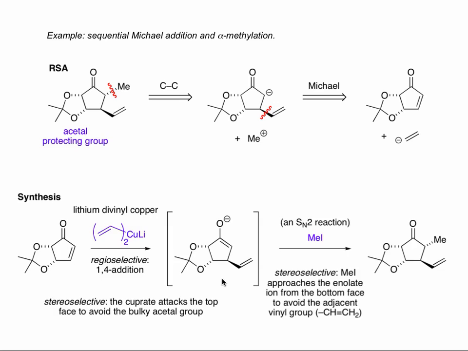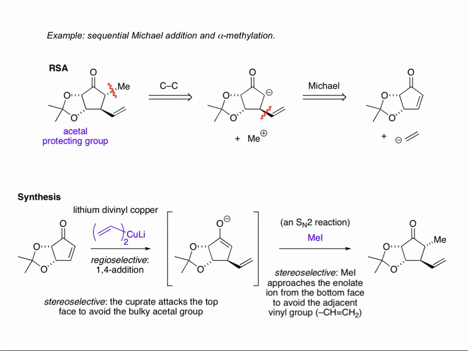We form this intermediate enolate ion, which in a subsequent reaction with iodomethane introduces the methyl group at the 2 position. If we look at the stereo selectivity, you'll notice that the vinyl group goes into the top face to avoid the bulky acetal, which is protecting the bottom face. And then the second step, this SN2 reaction, you'll notice that the methyl group reacts to go on the bottom face of the molecule to avoid the bulky adjacent vinyl group.